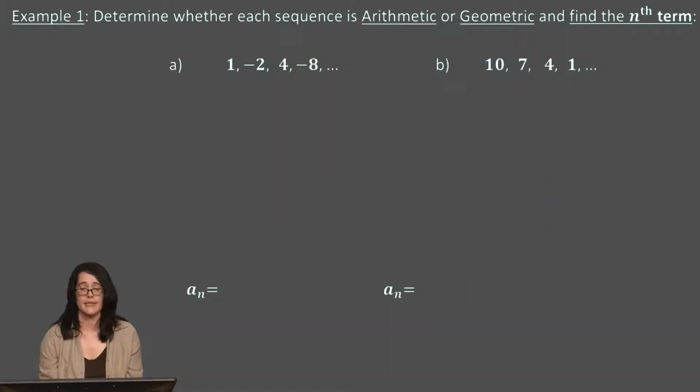Example 1 says, can you determine whether each sequence is arithmetic or geometric, and then find the nth term? So we begin by looking at the sequences. In part A, we have 1 followed by negative 2, then 4, then negative 8. In B, we have 10 followed by 7, then 4, and then 1. Notice the ellipsis in each of those cases means that these sequences go on forever like that. So take a moment and pause the video and see if you can come up with the answers.